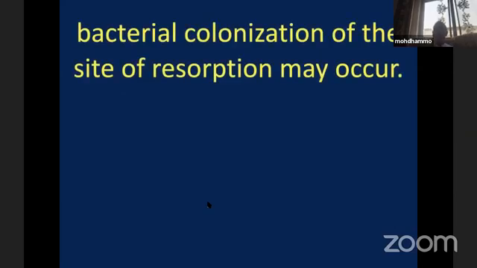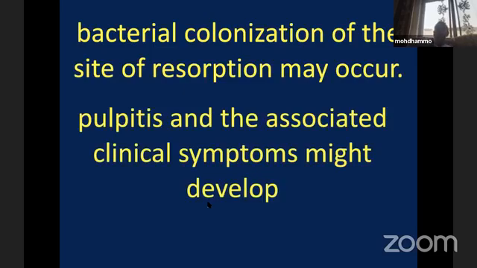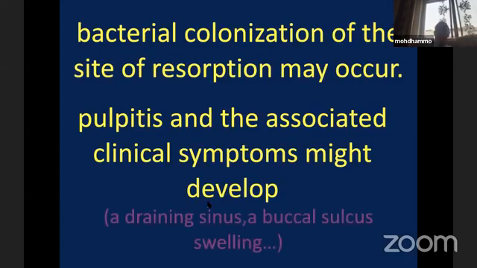And once bacterial colonization of the site of resorption occurs, what will happen? Now the patient might feel the symptoms of pulpitis: sharp, severe, continuous pain, and this stage occurs after the colonization of the bacteria. Sometimes patients might notice a draining sinus or even buccal sulcus swelling.